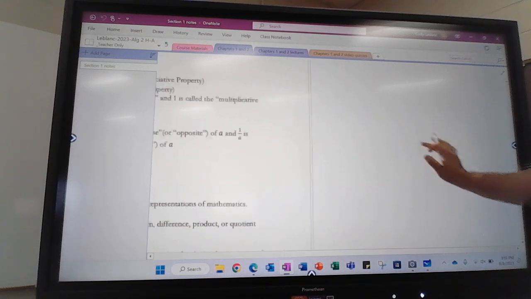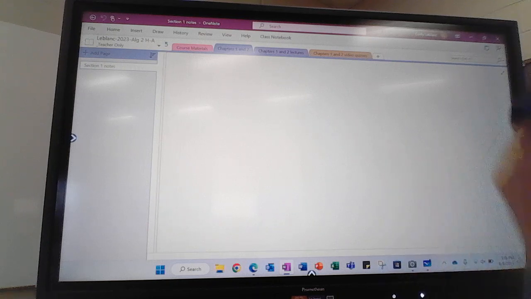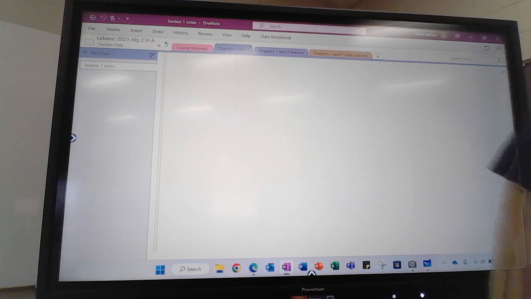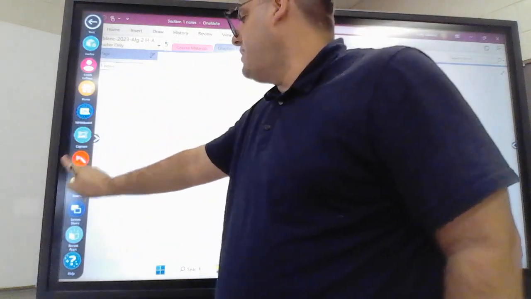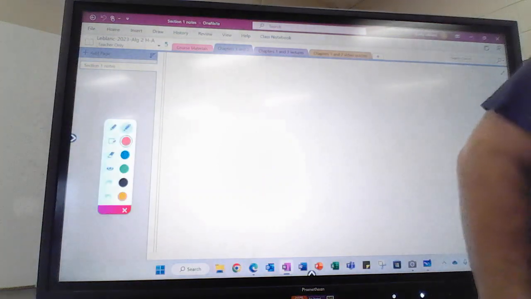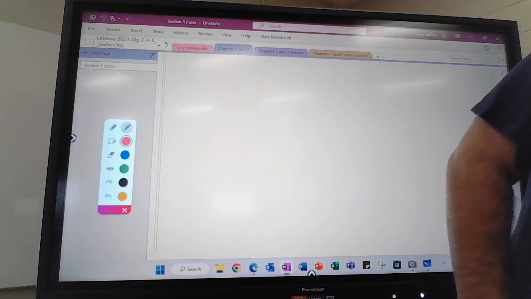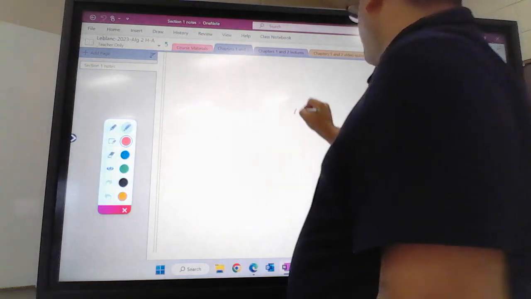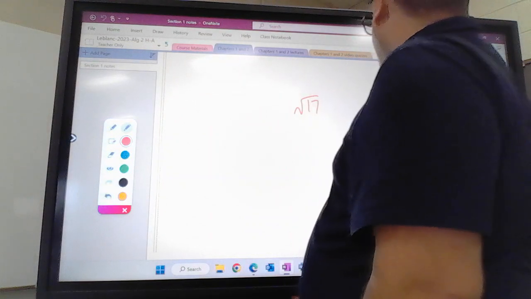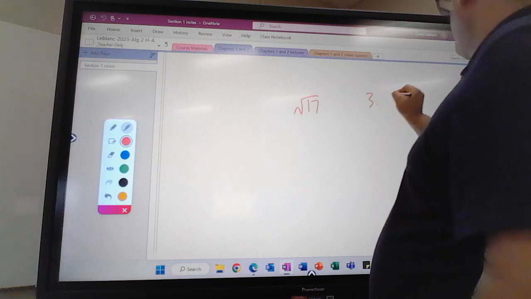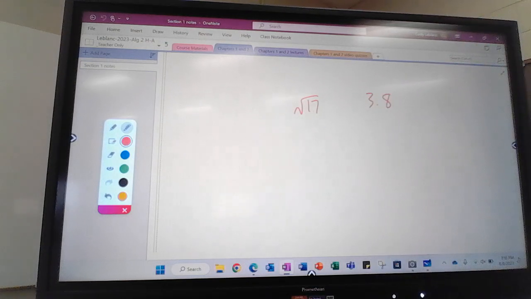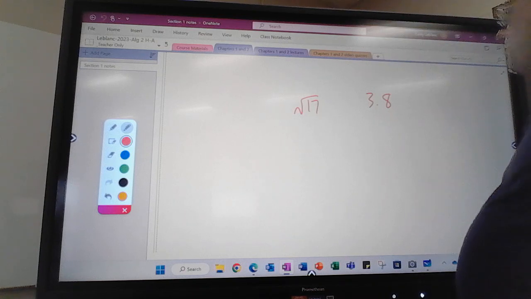We also have to make sure that we order these numbers correctly. Okay. So if I give an example like this. If I have these two numbers here, let's see. I have the square root of 17 and I have 3.8. How do I know which one of these is larger or smaller?